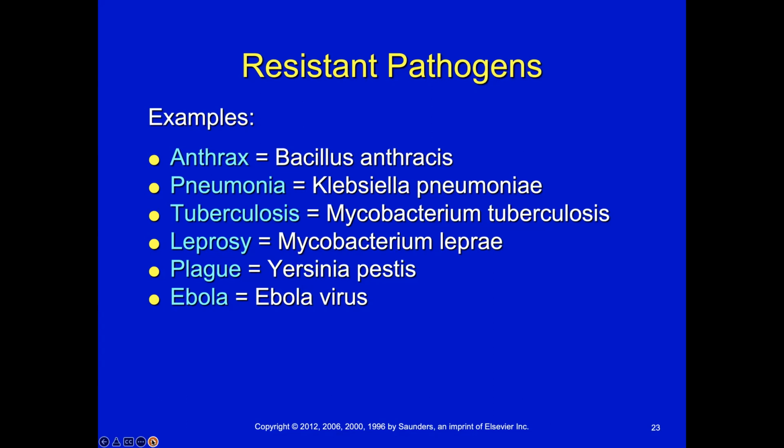So these types of pathogens are actually resistant to our immune responses and can be very difficult to kill. Some can't be eradicated without very strong medications. For some, we don't even have medications really, and it's just a question of dealing with the symptoms and hopefully getting the patient through the particular infection. Examples of the diseases that these pathogens can cause are anthrax, pneumonia, tuberculosis, leprosy, plague, and Ebola.